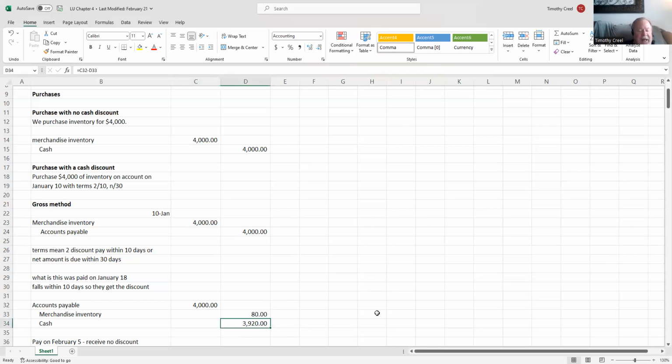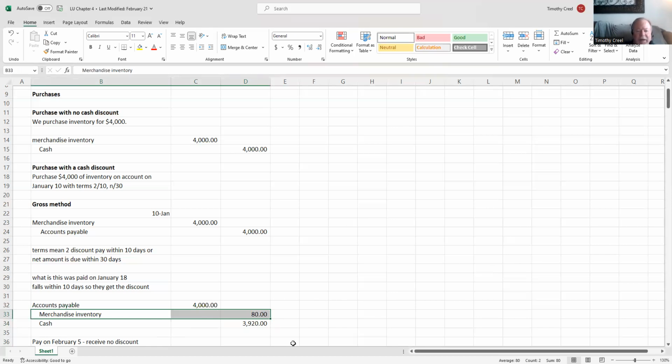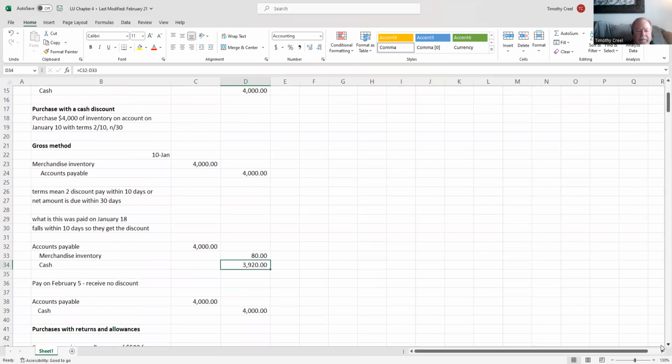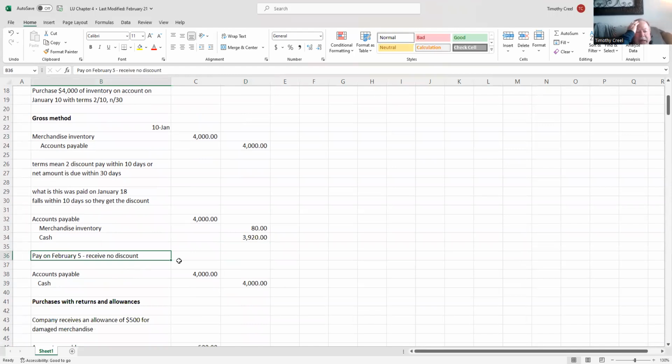And notice the credit to cash in this payment entry is simply what you owed less the discount, the actual amount of cash that you have to pay out. So again, if you recognize a discount, that discount is accounted for as a reduction to the inventory balance, and what you're actually paying in cash is the difference between what you owe and the discount. Okay, so what if we paid on February 5th? That would be outside the 10 days.